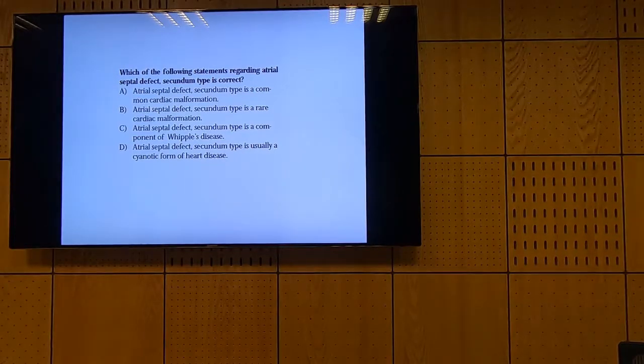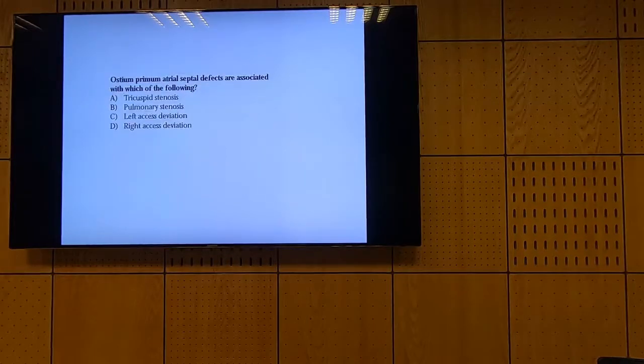Okay, so we will go for the first one. ASD secundum is a common cardiac malformation. True or false? It's true. ASD is one of the commonest congenital heart diseases, and the secundum is the commonest type. So this is true. ASD secundum is a rare cardiac malformation. It's wrong. ASD secundum is a component of Weber's disease. I don't know what Weber's disease is, so it's not. Is ASD a cyanotic heart disease? No, it is not. This is the correct answer.